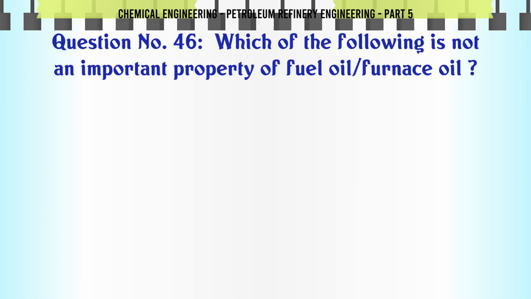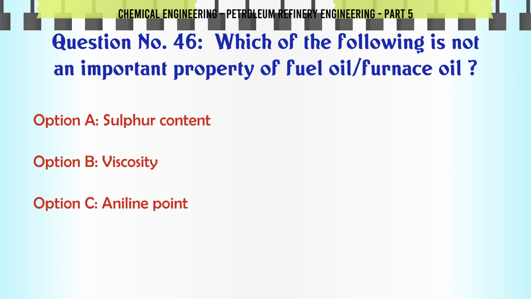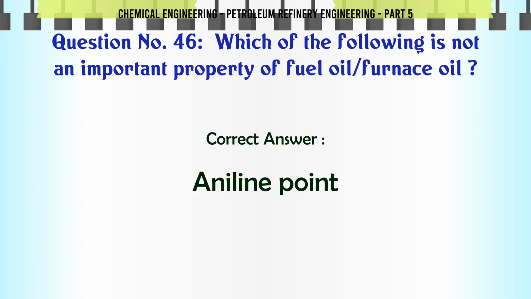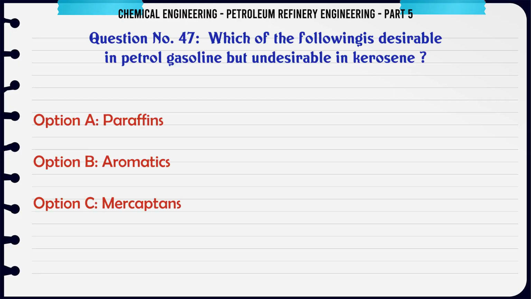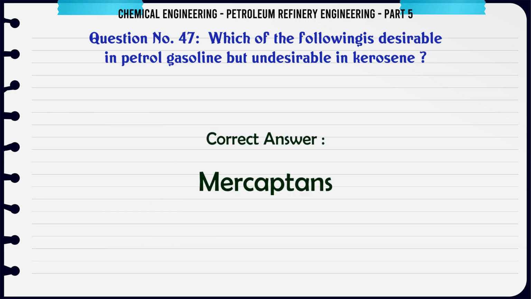Which of the following is not an important property of fuel oil/furnace oil? A. Sulfur content, B. viscosity, C. aniline point, D. flash point. The correct answer is aniline point. Which of the following is desirable in petrol/gasoline but undesirable in kerosene? A. Paraffins, B. aromatics, C. mercaptans, D. naphthenic acid. The correct answer is mercaptans.